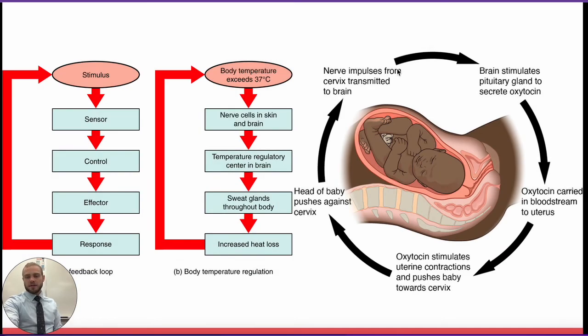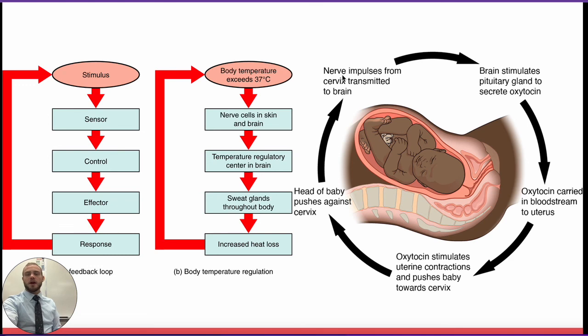Sticking with positive feedback here on the right side, this is an example of positive feedback mechanisms. So you have a baby that is being born. So what's going to happen? And you can start at any point here. Let's say that the head of the baby is pushing against the cervix. So this mom is giving birth here. The head of the baby is pushing against the cervix, which is this little area right here.